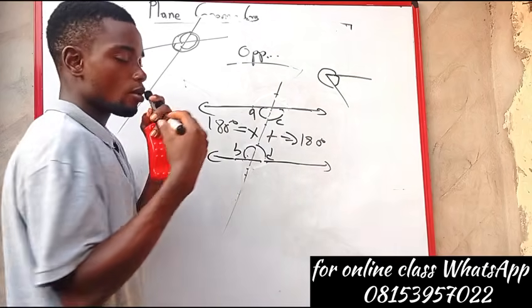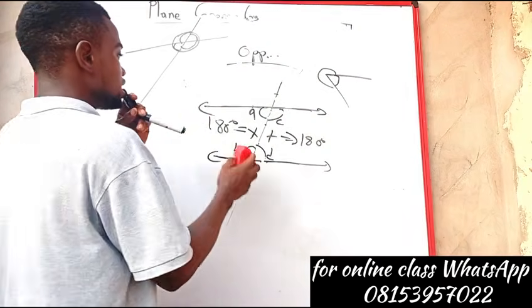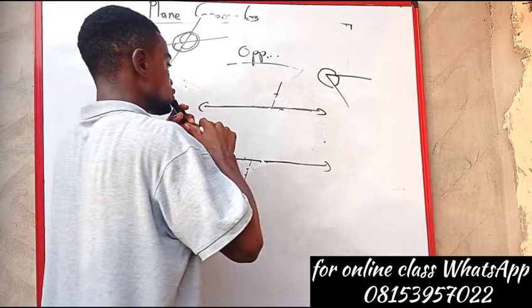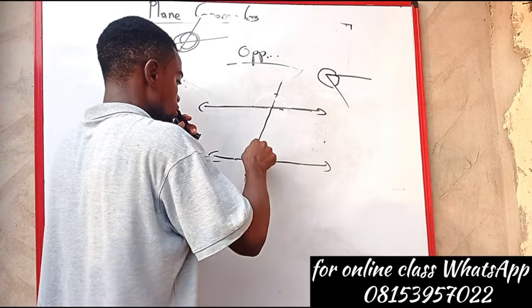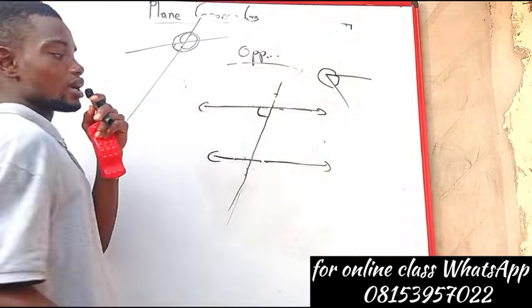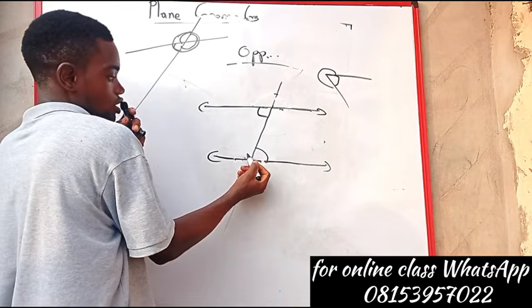Interior opposite angles sum up to what? 180 degrees. Let's clean it and redraw the line. Have you written that in your book? Let's continue. Now we also have that same angle. This time, let's have another angle here. You see, it's no longer on this side.